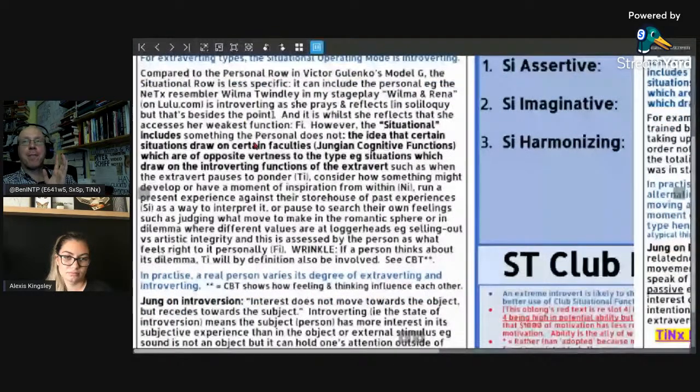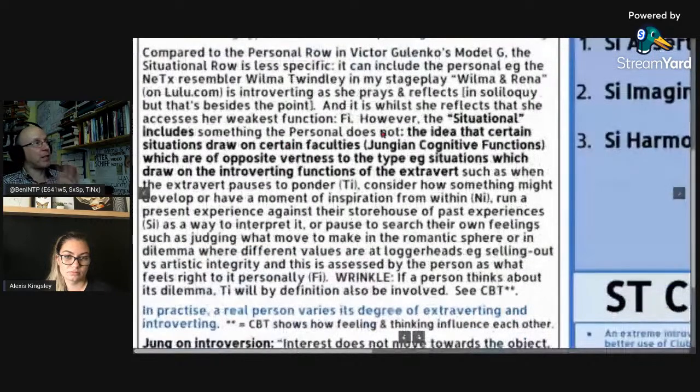Yes, I added quite a bit here about a distinction between this and model G. Compared to the personal row in Victor Gulenko's model G, the situational row is less specific. For example, in model G, Victor's model teaches that the introvert only extroverts when the introvert is on its territory, like me in this event, talking about something that I'm interested in. But I think that the introvert can be forced to extrovert, and the situation determines that. And that's why I give that example of Vanderhoop on the horse. The situation demanded that he pay attention to what he was doing.